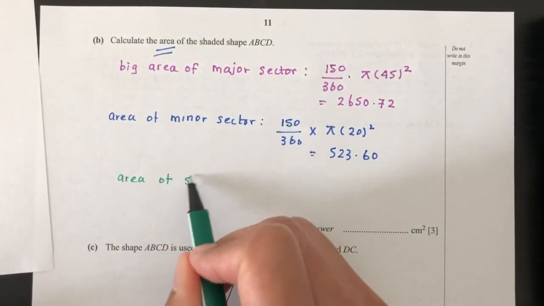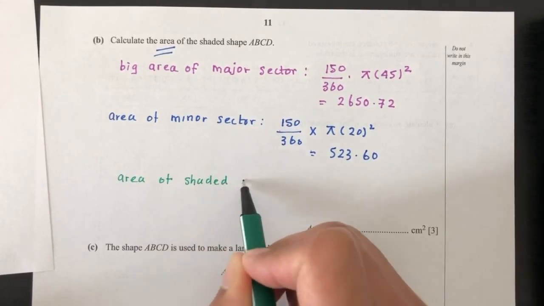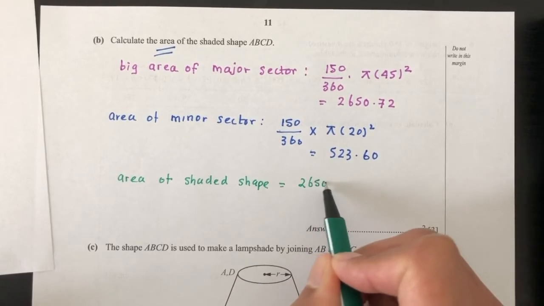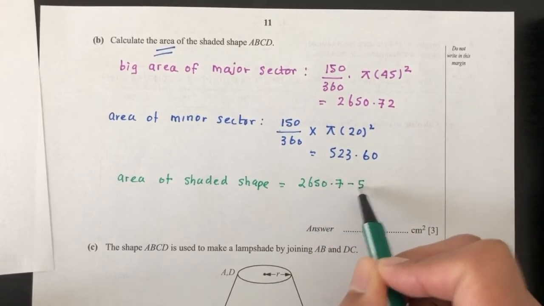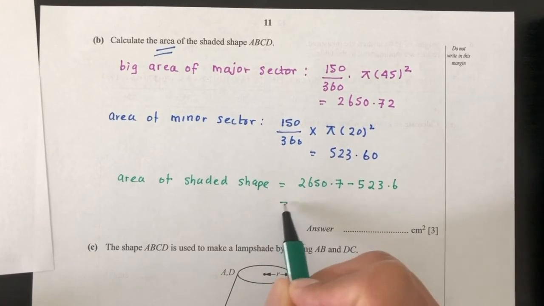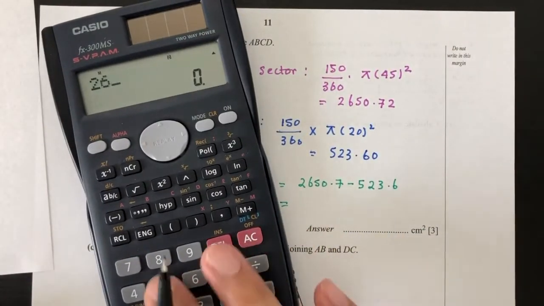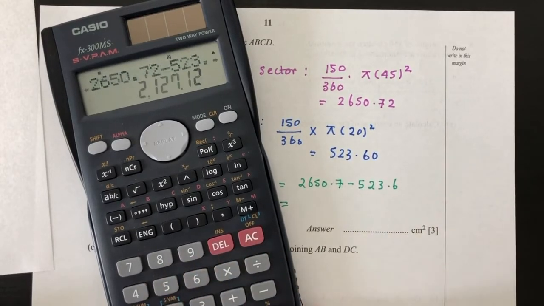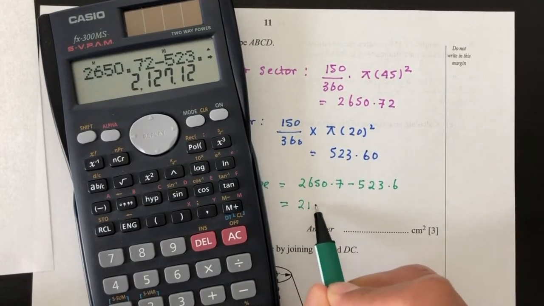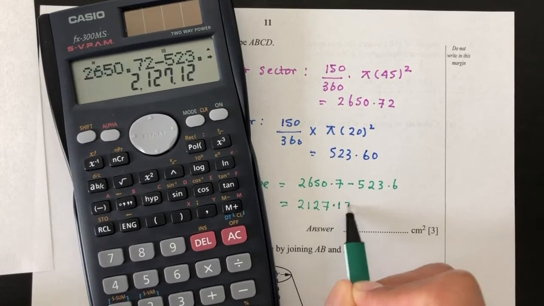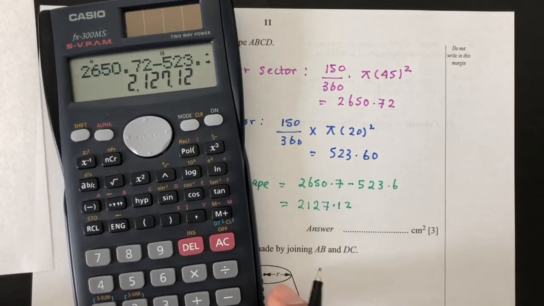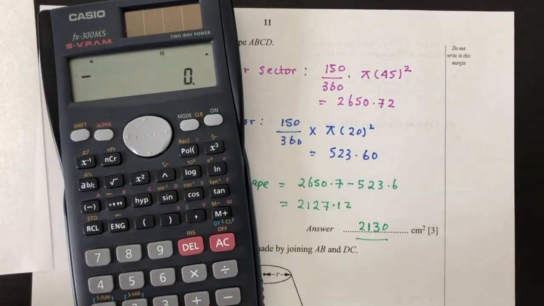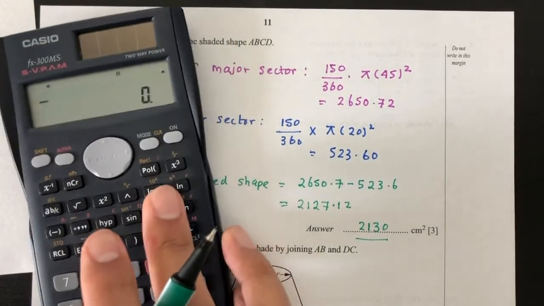Now to find the area that we need, the area of the shaded shape is equal to 2650.7 minus 523.6. So let's do that. 2650.72 minus 523.6 should be 2127.12. Correct to 3 SF, you can just write 2130. That should be the area of the region that we need.